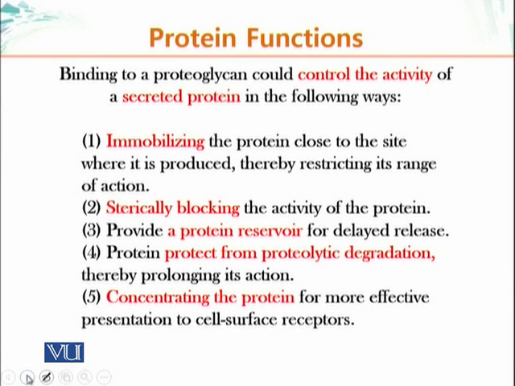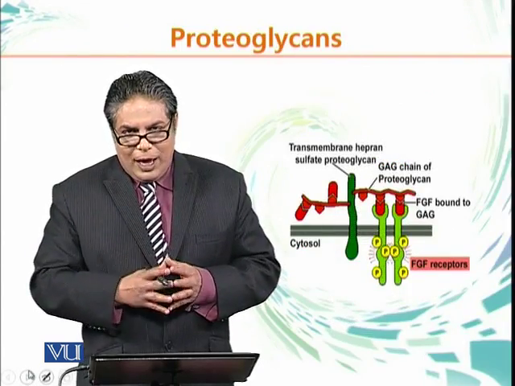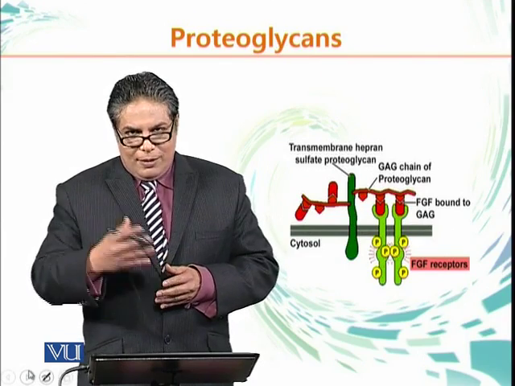They can concentrate proteins for more effective presentation to the cell receptors. We have seen an example with FGF, how these molecules can grab FGF and present these FGF molecules to the receptors, allowing the receptors to cluster and produce a more robust response. So we will continue our discussion of proteoglycans and GAGs in future modules.